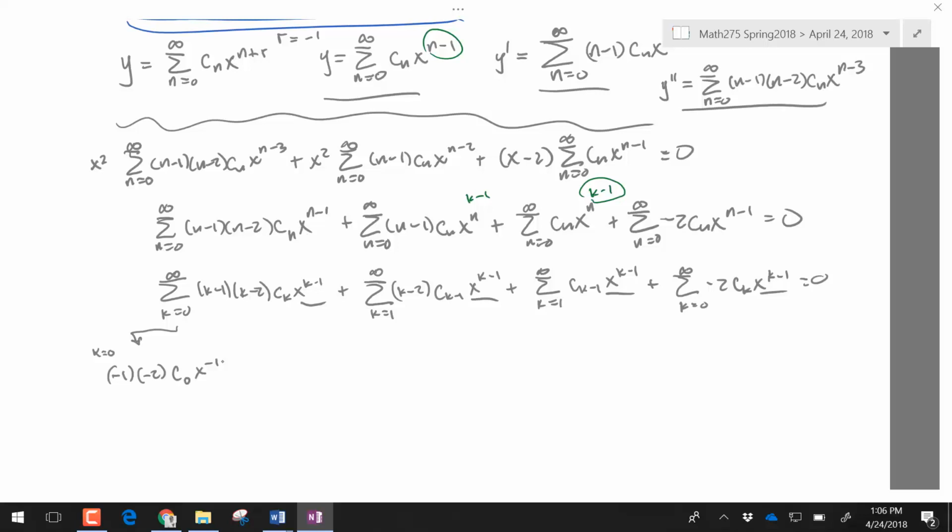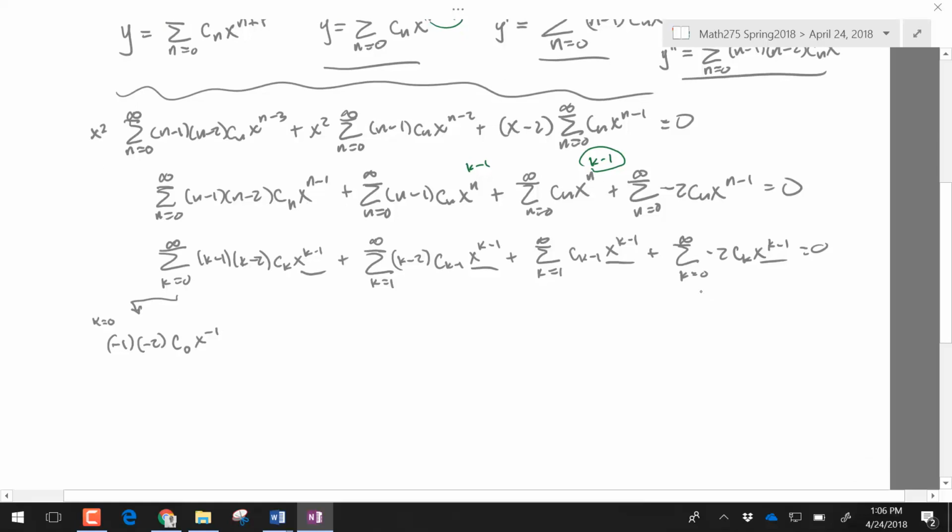Well, let's just leave it like this for now. And then we'll take away this k is equal to 0 term from this one, because that's the other one that has a 0. And so that would be a negative 2 c sub 0 x to the negative 1. And then that's it, right? They cancel? Okay, I guess that's good.